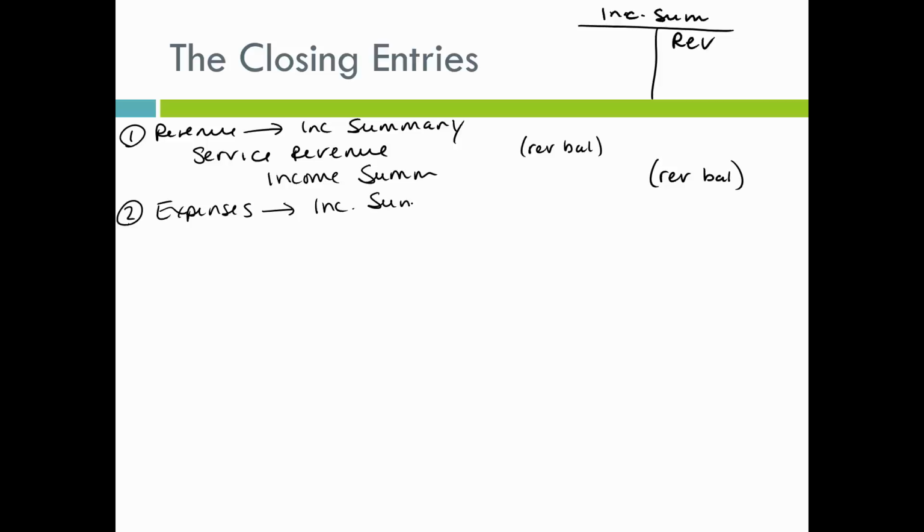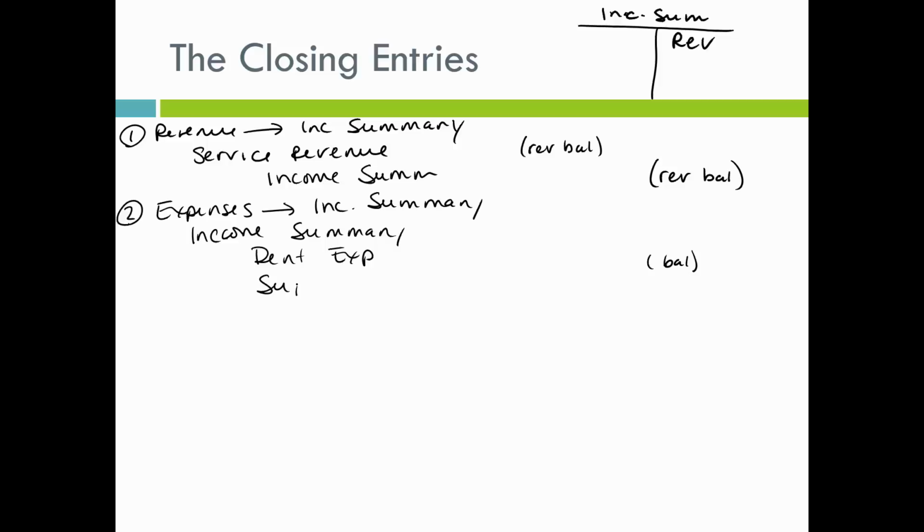Step 2 is to close my expenses to the income summary account. So my expenses all have debit balances, so I need to credit those. So the debit is going to be to income summary. I'm going to write that first because I always write my debit first, but I'm going to leave the amount blank. And so then for each of my accounts, I would have rent expense, and I would credit that for whatever the balance in that account is.